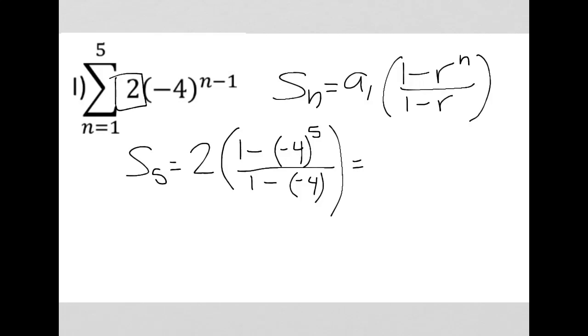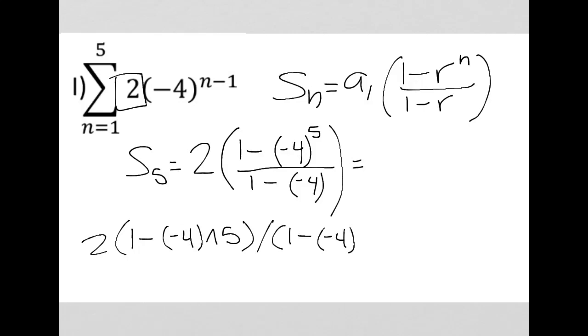So let's type this into our calculator. I'm going to type it in like this. I'm going to do 2, parentheses, 1 minus, parentheses, negative 4, close my parentheses, raise it to the power of 5, close the parentheses of my numerator, and divide it by, open a parenthesis for the denominator, 1 minus, open a parenthesis, minus 4, close your parenthesis for the denominator. Now maybe some of that's not necessary, but it absolutely will get you the correct answer, which is 410.